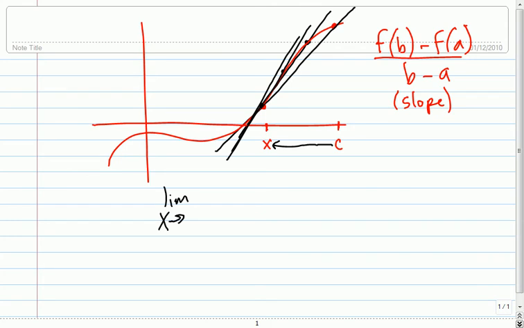So if we were to write this with the limits, this would be the limit as x goes to c, which is what I'm trying to show in this picture here. X is moving to that, or sorry, I did it backwards there. Did I? Okay.